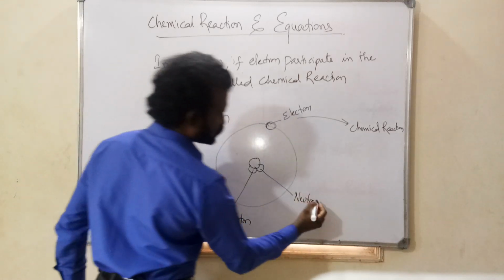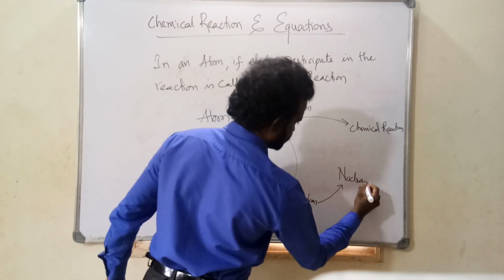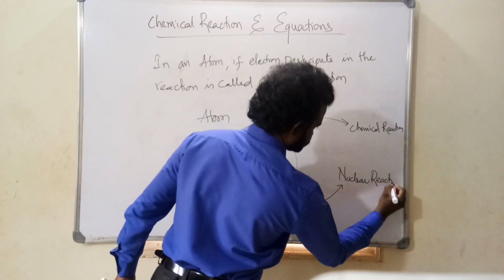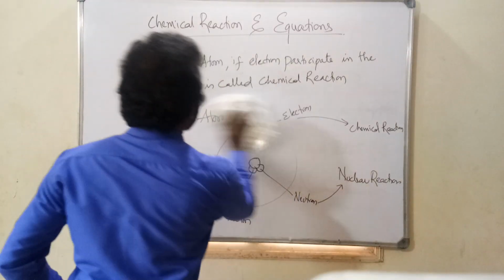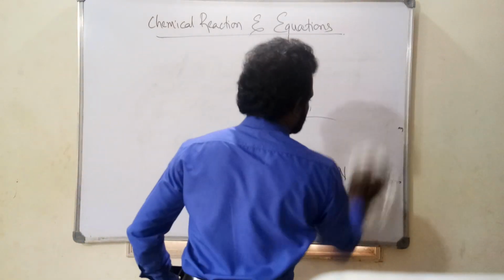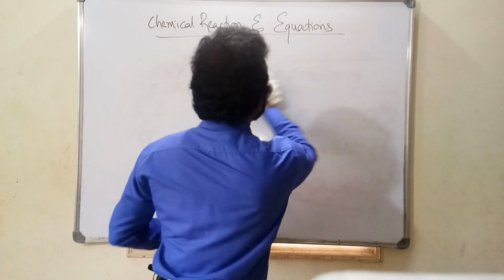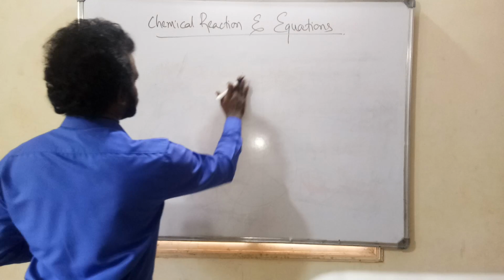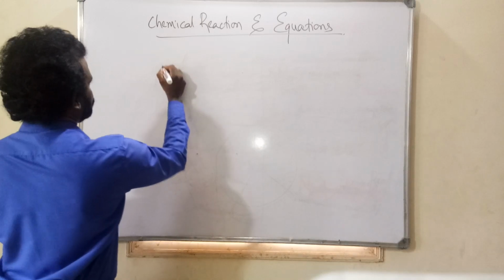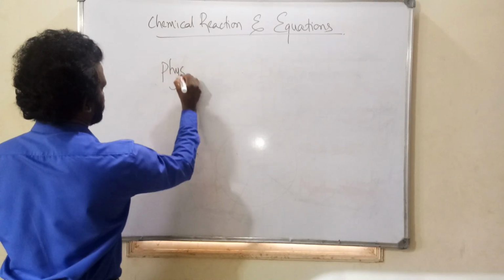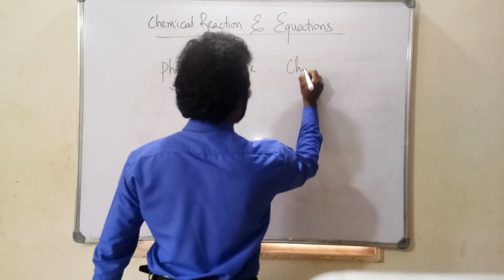In an atom, if the neutron participates in the reaction, such reactions are called nuclear reactions. Nuclear reaction. Clear? Now, there are two types of changes seen in a reaction: physical change and chemical change.